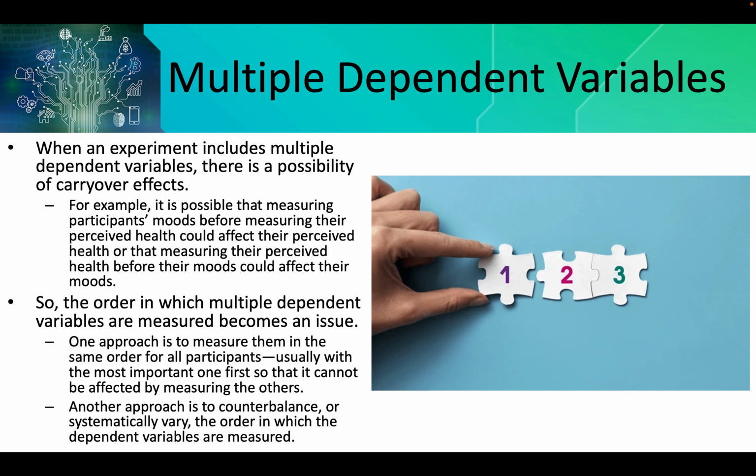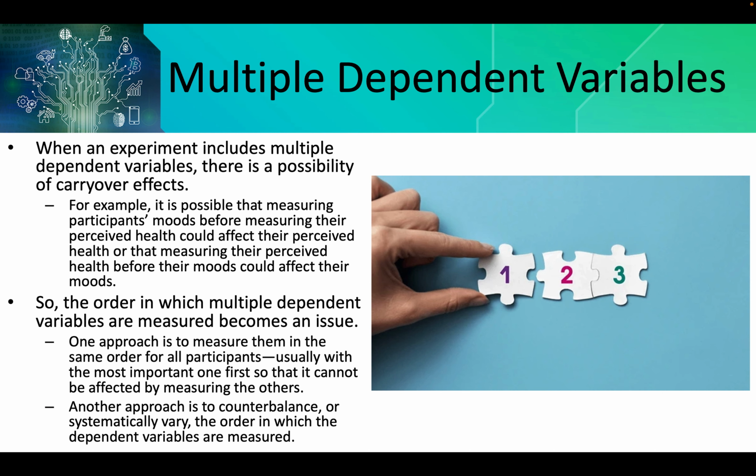When an experiment includes multiple dependent variables, there is a possibility of carryover effects. For example, it is possible that measuring participants' moods before measuring their perceived health could affect their perceived health, or that measuring their perceived health before their moods could affect their moods. So the order in which multiple dependent variables are measured becomes an issue.